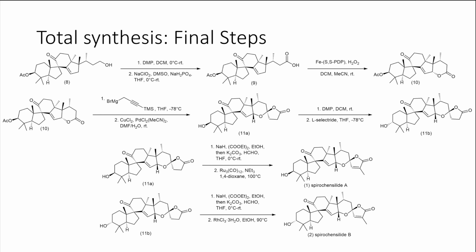has the appropriate configuration at C3 for spirochensilide A, and the synthesis is completed by adding a methylene and isomerization at C25. For spirochensilide B, the configuration of C3 needs to be first inverted through oxidation by Dess-Martin periodinane and reduction by L-selectride, and then through the same conditions with the exception that the isomerization of the double bond is carried out by rhodium, yields spirochensilide B, completing the synthesis.